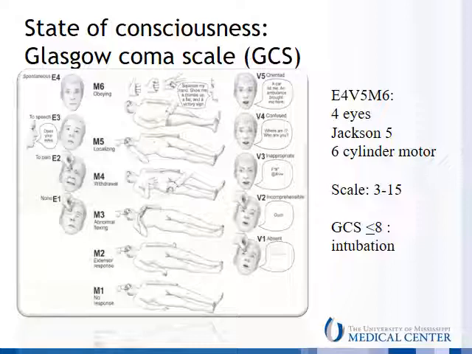Glasgow Coma Scale was initially proposed to determine severity of traumatic brain injury, but can also be used to determine state of consciousness. Glasgow Coma Scale ranges from 3 to 15. Score less than or equal to 8 suggests patient needs to be intubated. It has 3 components: eye, verbal, and motor. A mnemonic that can be used to memorize the point scale for each component is 4 eyes for eye, Jackson 5 for verbal, and 6 Linder motor for motor.